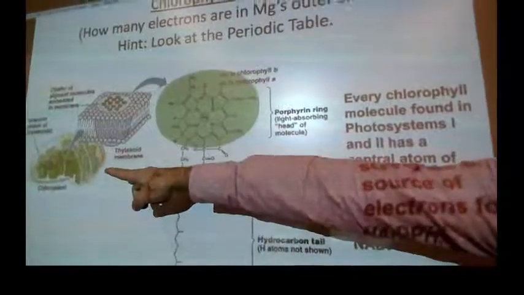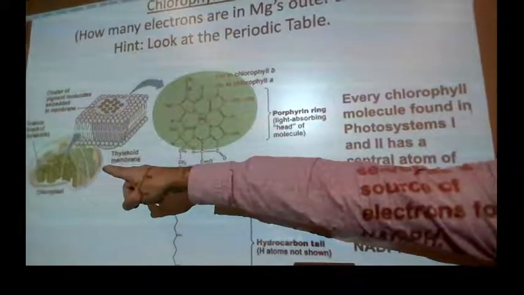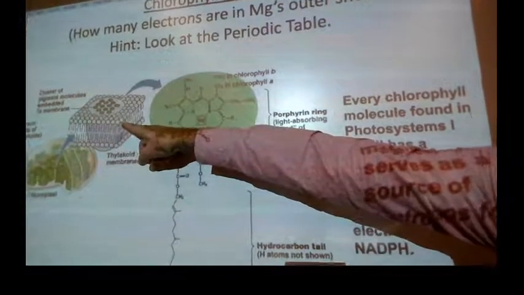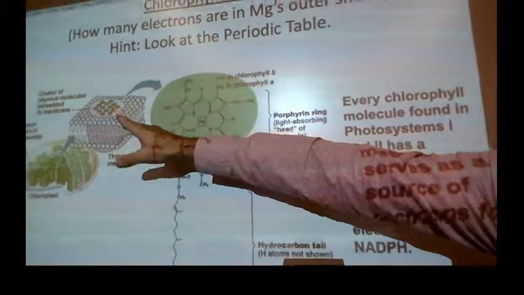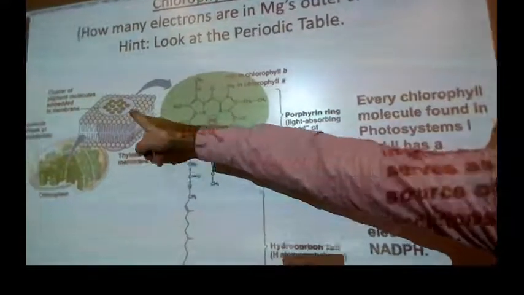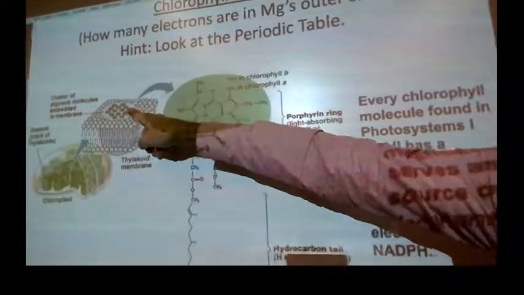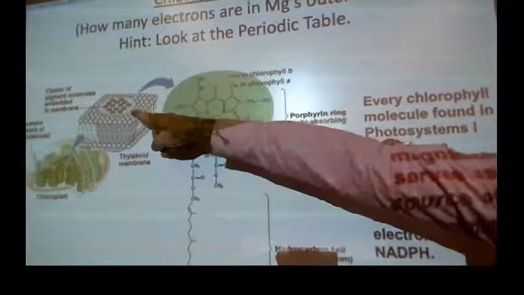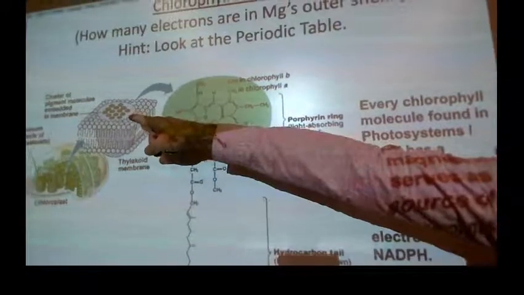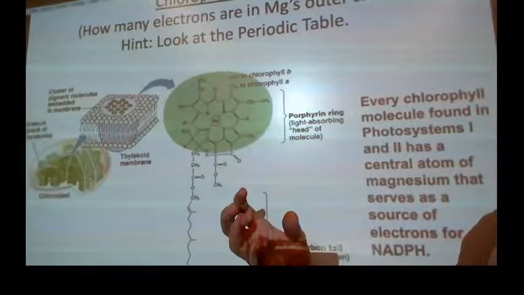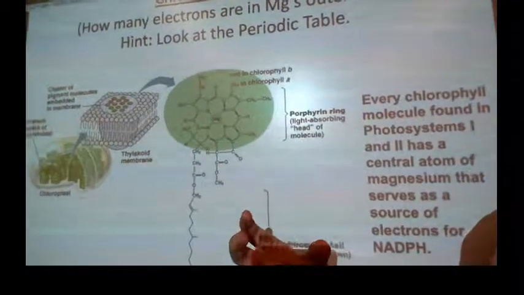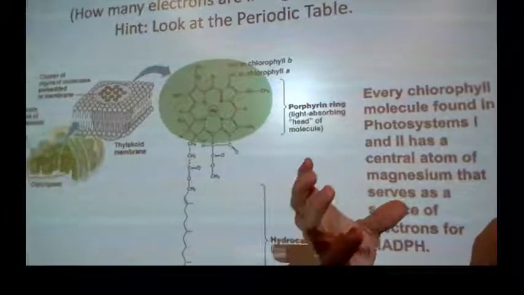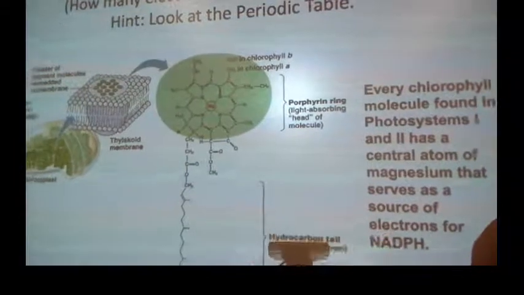our chloroplast. Okay, we have our outer membrane and we have our inner membrane. On the inner membrane, which is a phospholipid bilayer, we're going to see in the next couple of slides that we have these clusters of pigment molecules. These clusters are ultimately just light-absorbing centers within the plant. So their main goal is to absorb as much energy from the sun as possible.